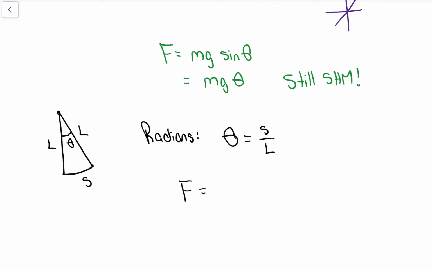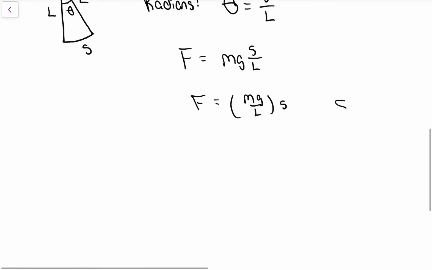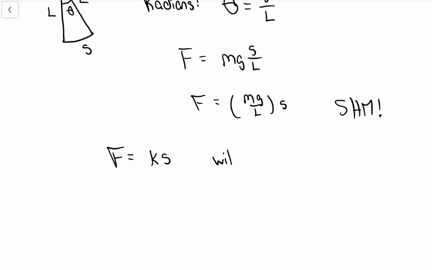If I substitute that in, my restoring force is mg s over L. Or if I rewrite it, the restoring force is mg over L multiplied by s. This, finally, is simple harmonic motion. We've shown that the force is equal to k times s, just instead of a boring old letter k, it is this expression, mg over L.